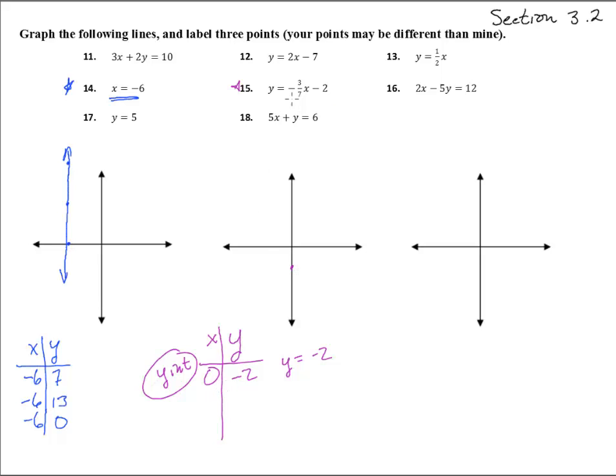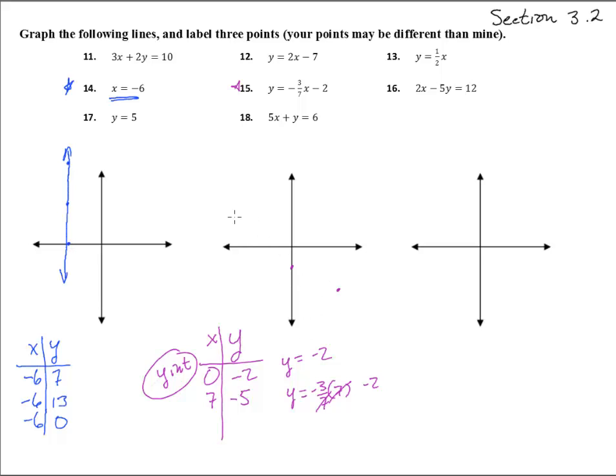Stick in another one. I'm going to pick another point for x. It'll cancel that 7. I'm going to pick 7 right there. So I get y equals -3/7 times 7 minus 2. And notice what happens there. The 7's cancel. I get -3 minus 2 is a -5. So 7, -5 is right here.